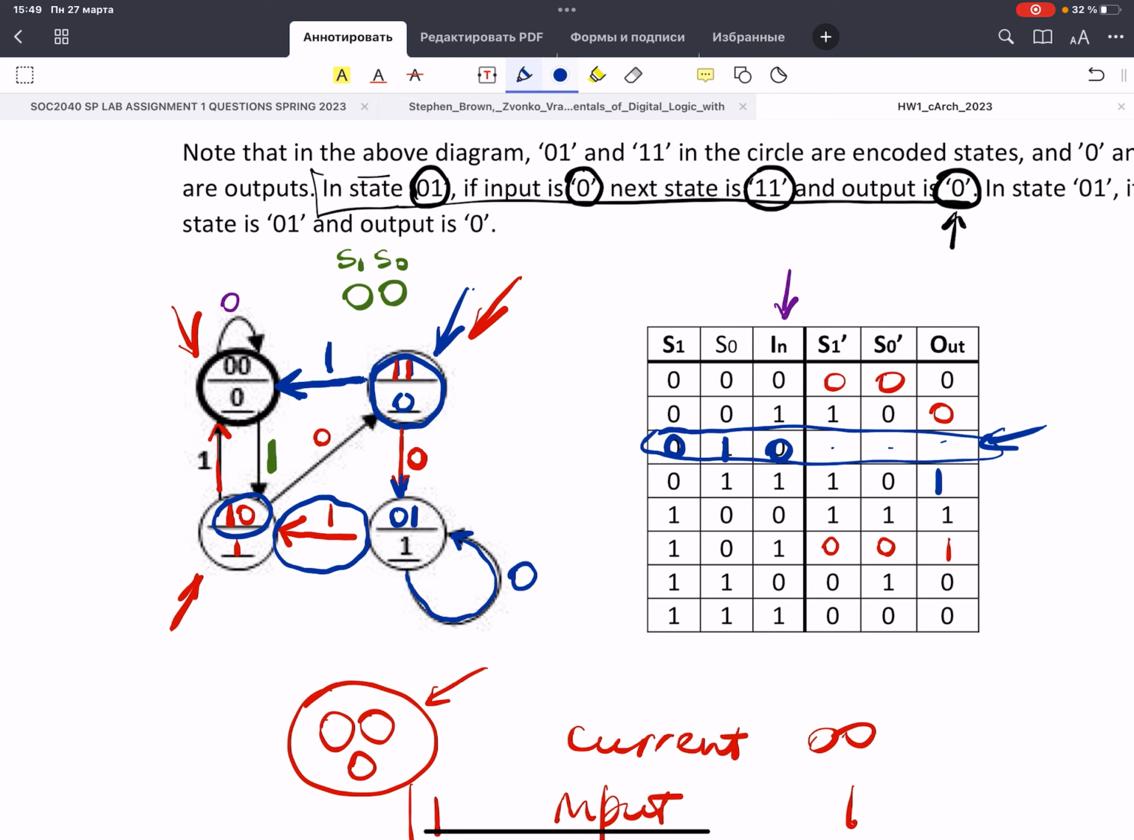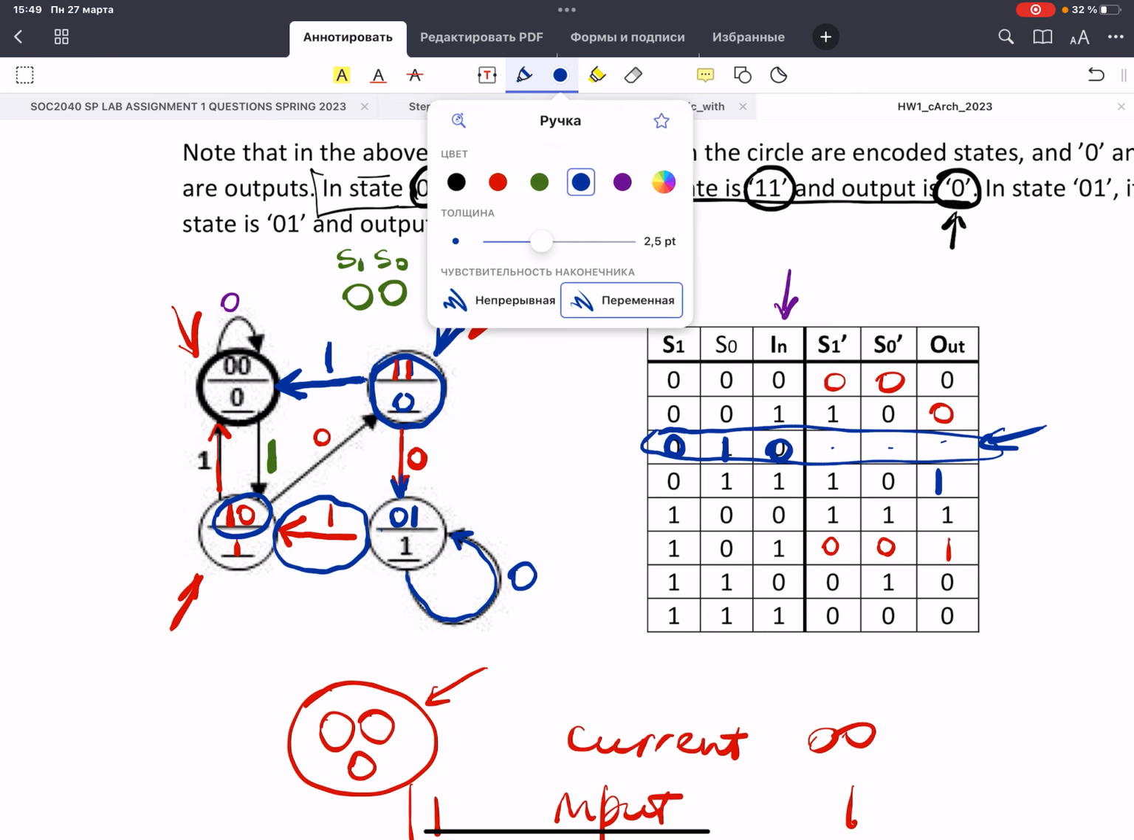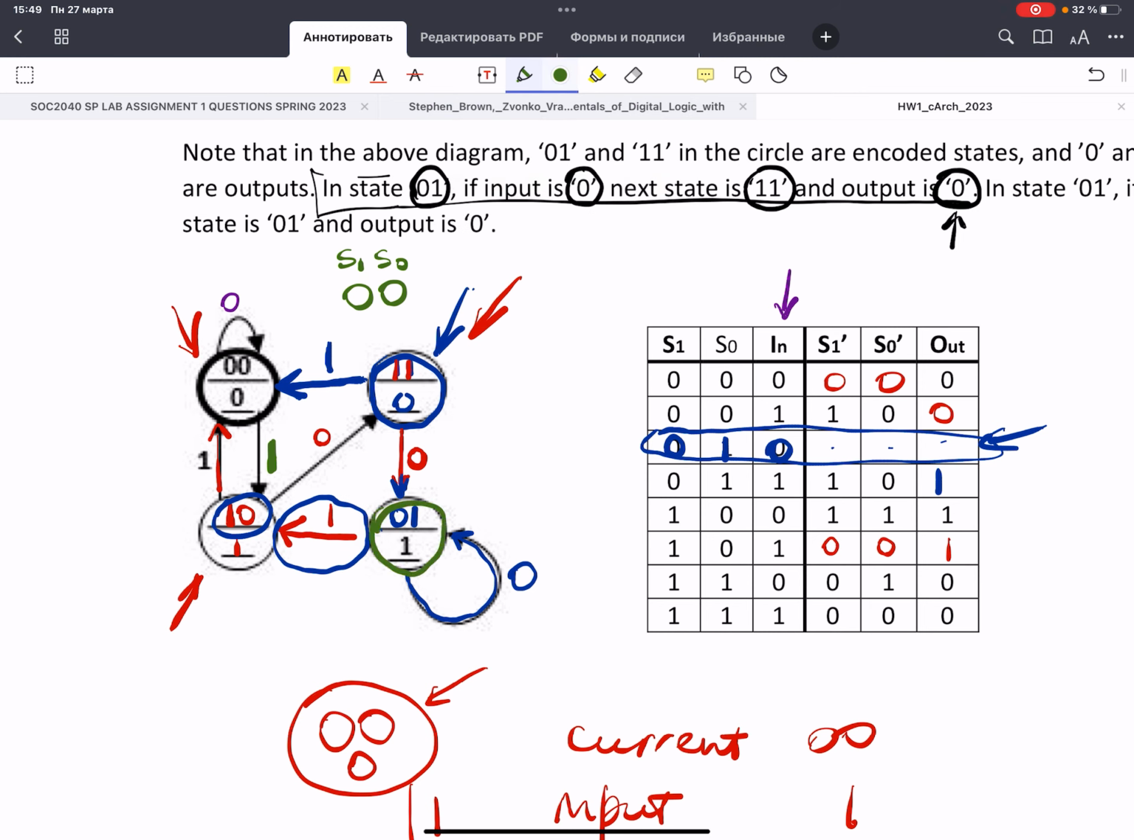Okay, if the input is 0 at this state, let me choose another color. If the input is 0 at this state, the next state is going to be itself again. So it's going to be 0 1, and the output is going to be 1, because below we already have this 1 here, right? The output is always below the current state. The current state and the next state are the same, and below this current state we already have 1.